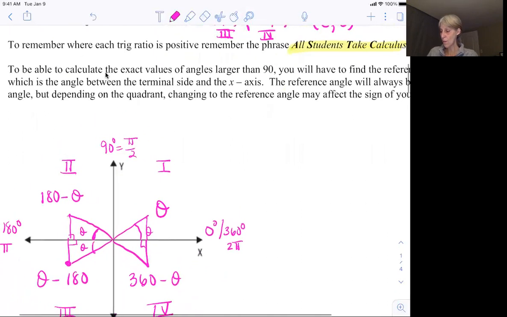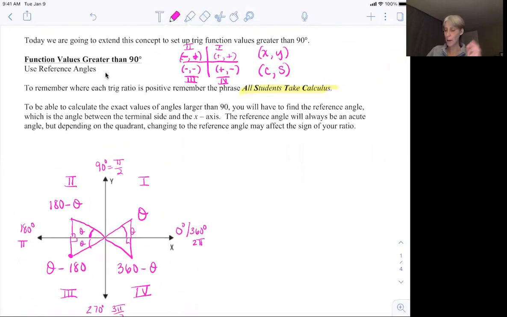So in the first quadrant, when both are positive, that means everything is positive. All of our trig function values will be positive. In the second quadrant, the cosine is negative and the sine is positive. So the sine is positive, the cosine is negative.